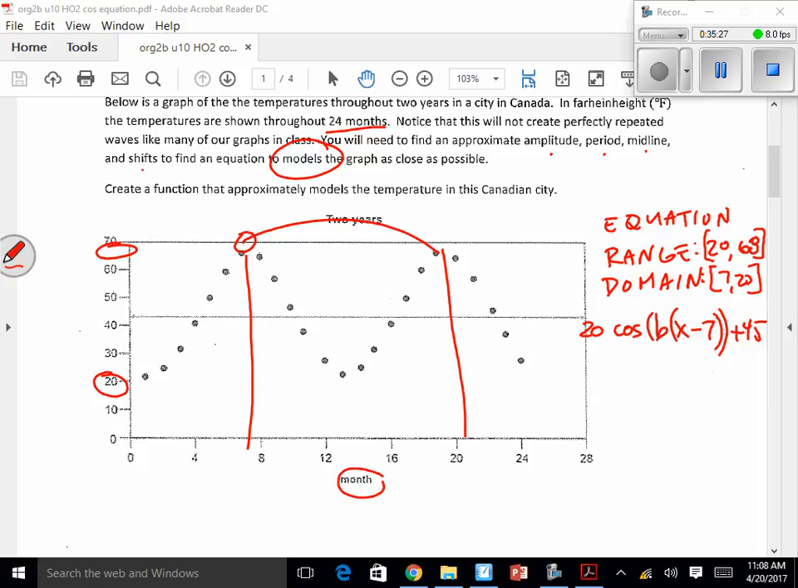All right, let's see what we got here. What are the side numbers? They didn't put any words. What are these side numbers?